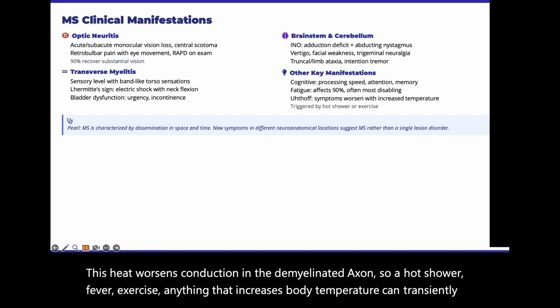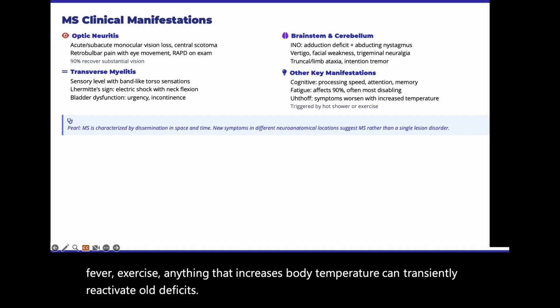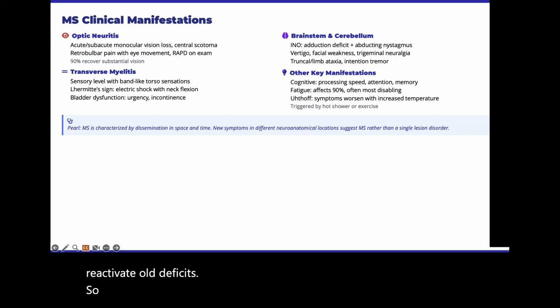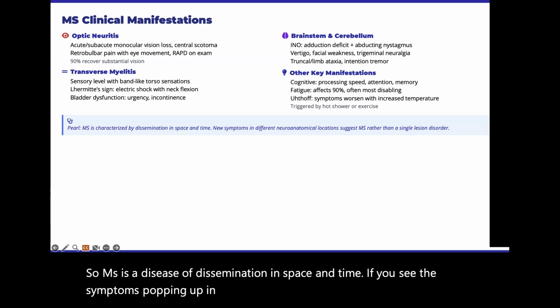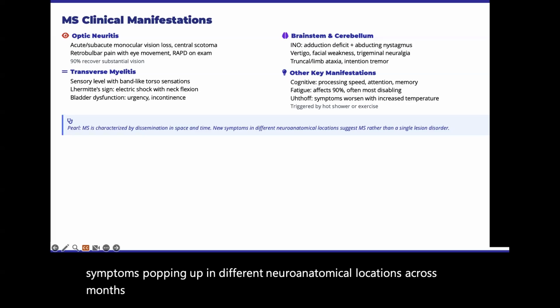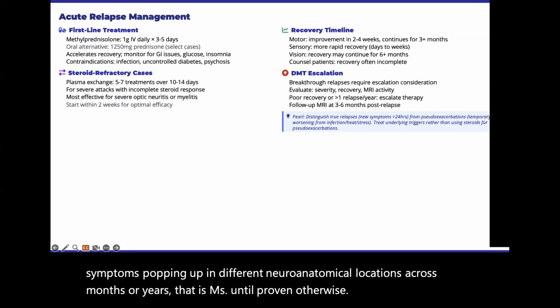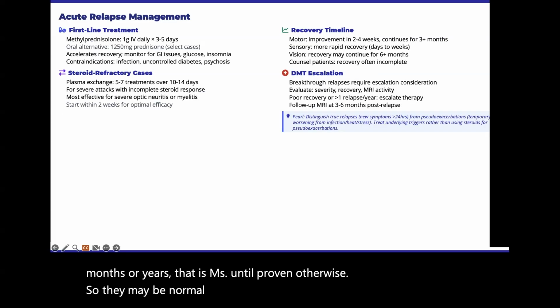So MS is a disease of dissemination in space and time. If you see the symptoms popping up in different neuroanatomical locations across months or years, that is MS until proven otherwise. They may be normal between episodes, but you want to take a good longitudinal history because that's going to give you the clue.